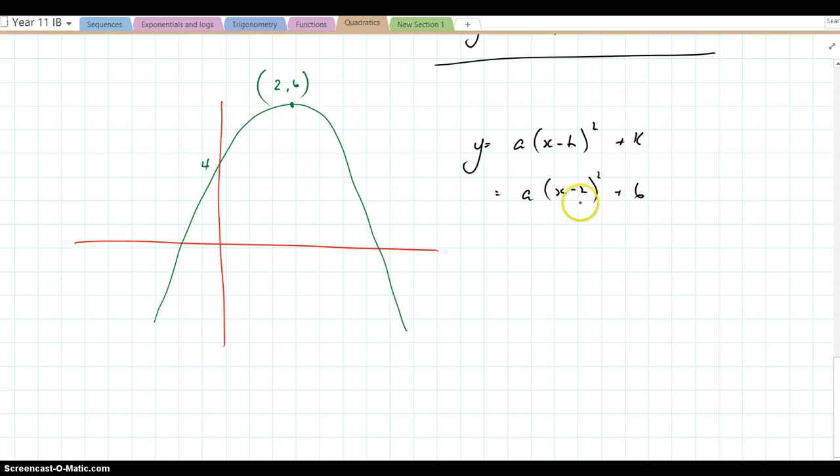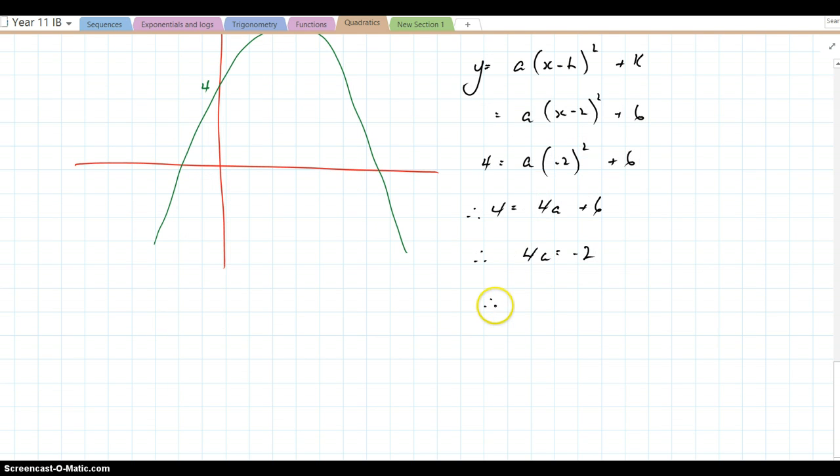Seems fair enough, doesn't it? And all I need to do is find a. Well, I could put this point (0, 4) in here and I'm bound to get a. 4 equals a times (0 minus 2) squared plus 6, y is 4, x is 0. So 4 is equal to 4a plus 6. 4a equals minus 2, doesn't it? And therefore a is equal to minus 1/2.